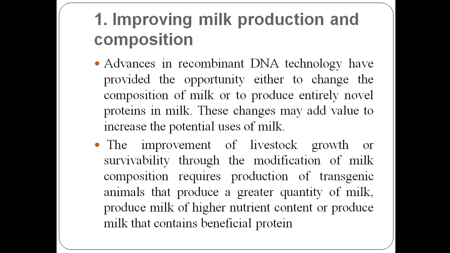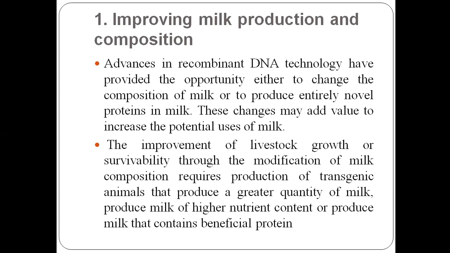So these changes may add value and increase the potential uses of the milk. If you want to reduce the fat content, increase the protein content or a particular protein component, or introduce a new protein into the milk, all of these are possible. The improvement of livestock growth or survival through modification of milk composition requires the production of transgenic animals that produce a greater quantity of milk, milk of high nutrient content, or milk that contains beneficial proteins.